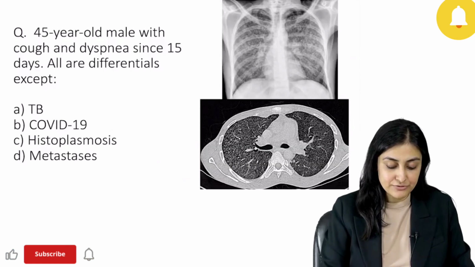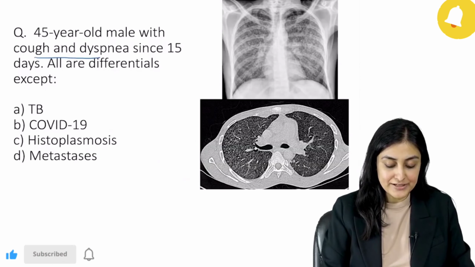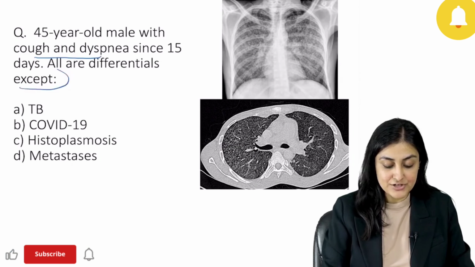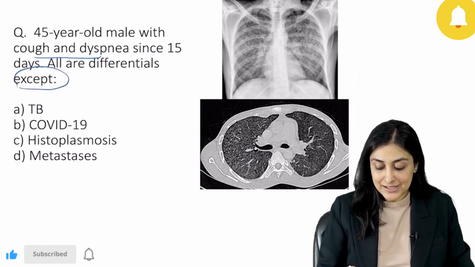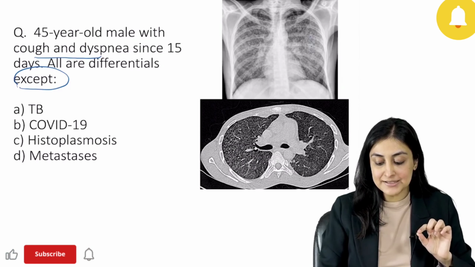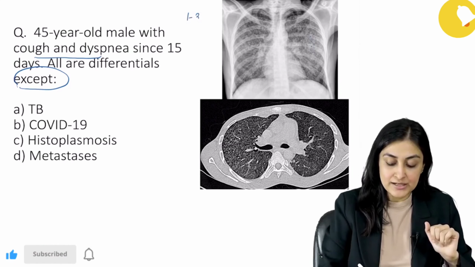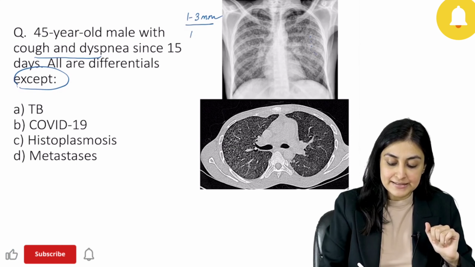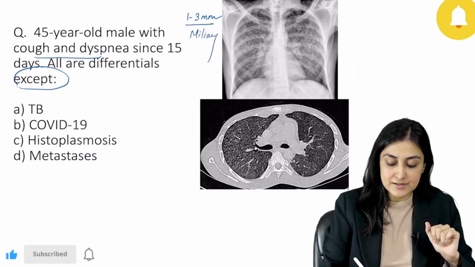Going ahead to the next image, a 45-year-old male with cough and dyspnea since 15 days, all are differentials except. So when we look at the images, you see these multiple tiny nodules, 1 to 3 millimeter, tiny nodules shaped like millets. So this is miliary nodule.